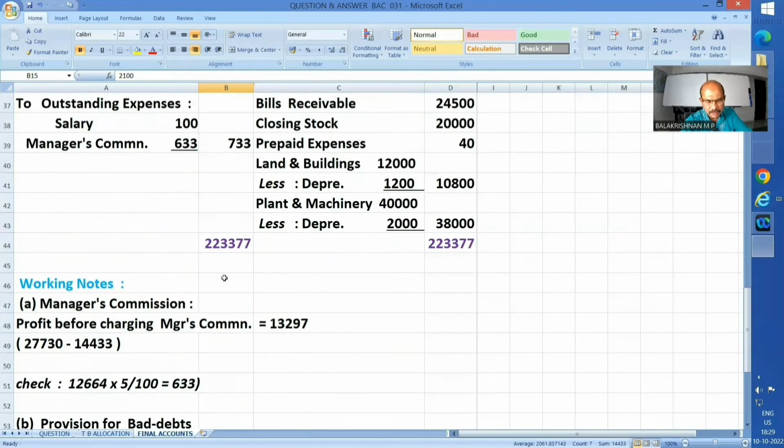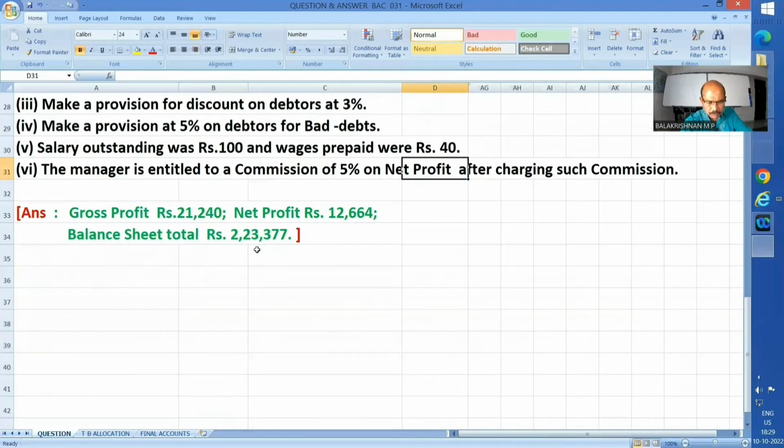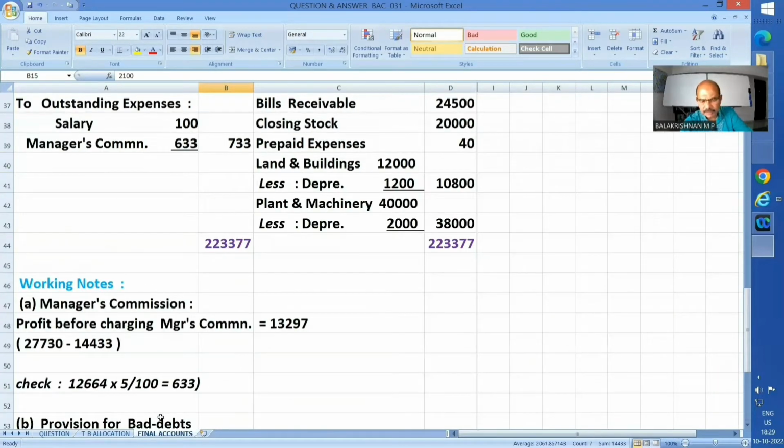Now we find that both the sides of the balance sheet are tallied. Let us check it. What has been the answer? Yes, 2,23,377. Fine. So that's all, a plain sum. Gradually we'll take tougher and tougher sums. So some more idea I got. At least you got this very serious, predominant, popular item.